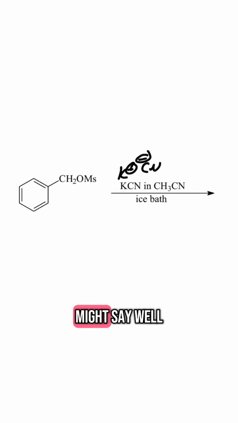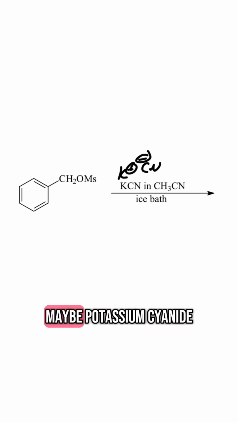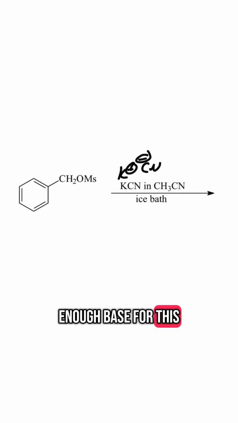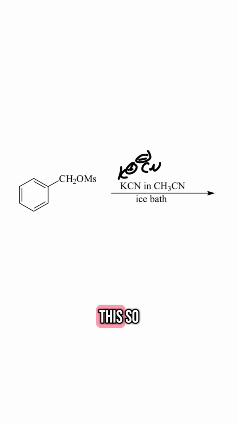And also you might say, well, maybe potassium cyanide is a good enough base for this. Well, because it's on this phenyl ring, there's no beta hydrogen for it to grab. So it has to go SN2. There's nothing else for it to even do. It can't perform an elimination on this.